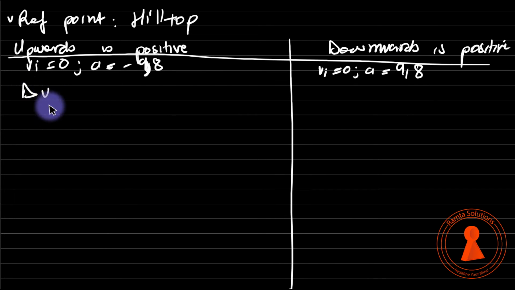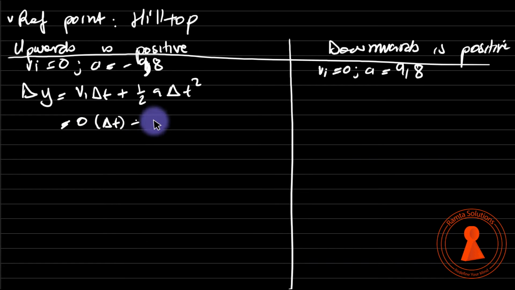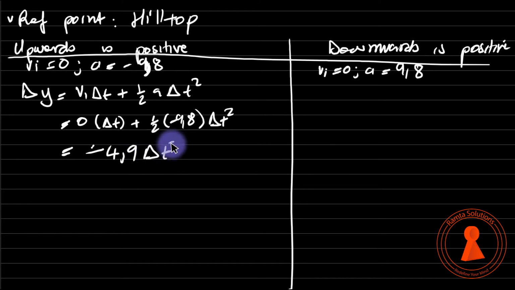Therefore, our delta y will be, let me remind you, vi delta t plus half a delta t squared. So we will have 0 times delta t plus half times negative 9.8 delta t squared. This would be negative 4.9 delta t squared.